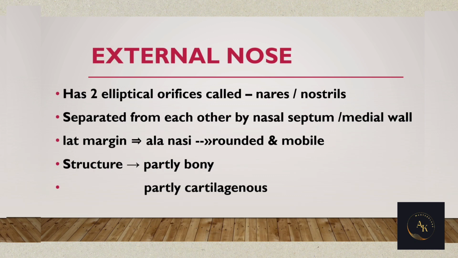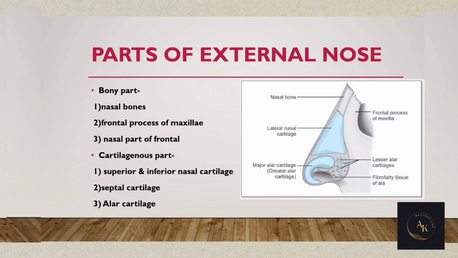External nose. External nose has two elliptical orifices called as nares or nostrils. It is separated from each other by nasal septum or medial wall. Lateral margin of external nose is rounded and mobile. Lateral margin of external nose consists of ala nasi cartilage. Structure of external nose is partly bony and partly cartilaginous.